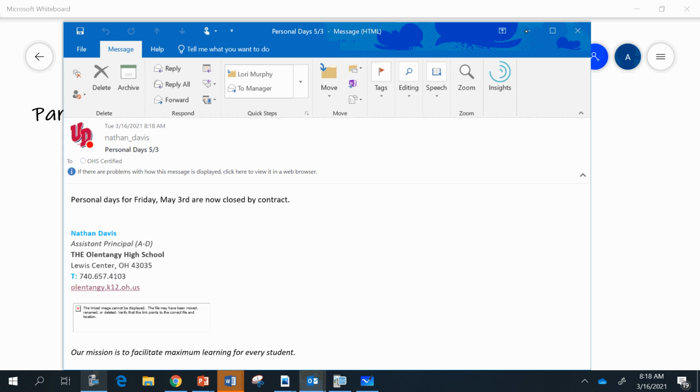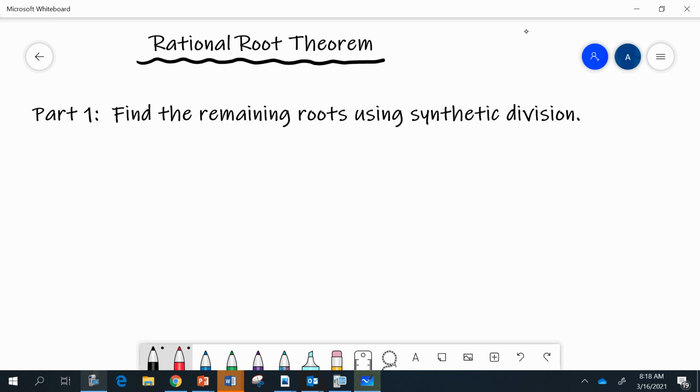And really what it's doing is it's going to bring in the relevance of why we would need the rational root theorem. So that's why we started with this in class. All right, so go ahead. If you need to hit pause, but let's start with part one with how to find the remaining roots using synthetic division. So let's start with number one.